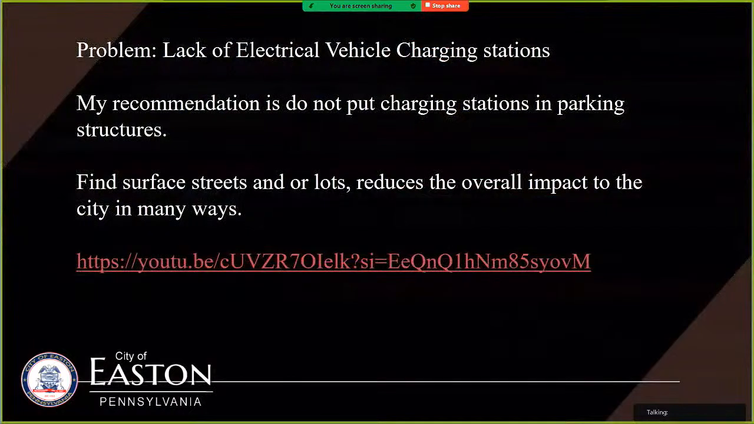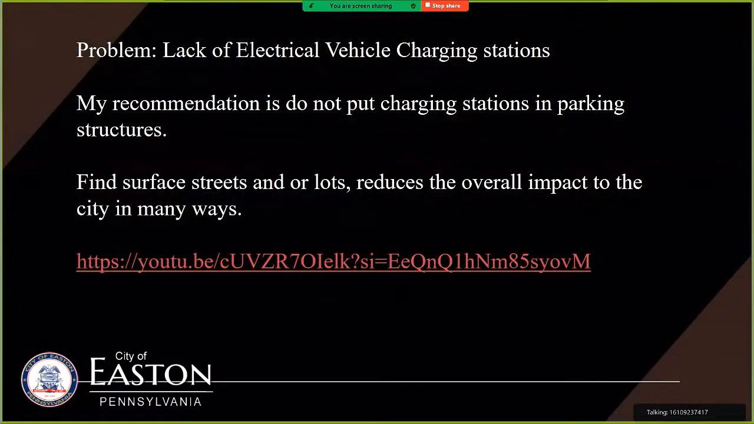All right, so the problem we have are the electric vehicle charging stations. I'll just cut to the chase. It's my recommendation we do not put them in the parking garages. Find a street lot or streets to put those on.